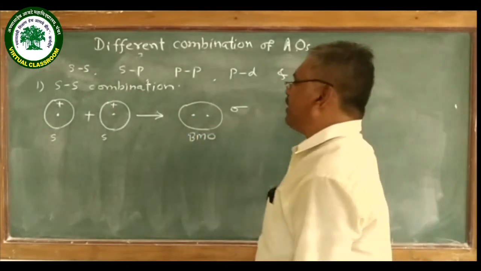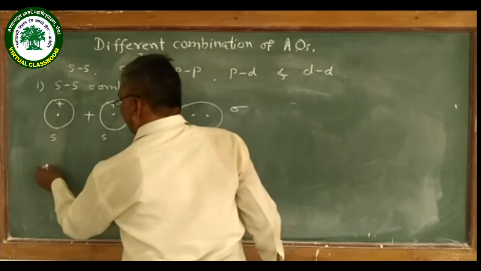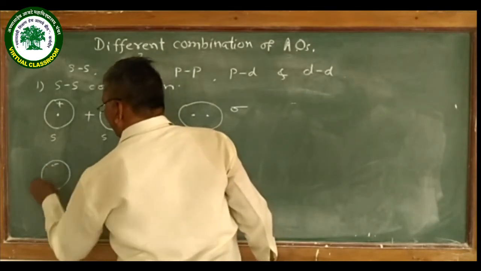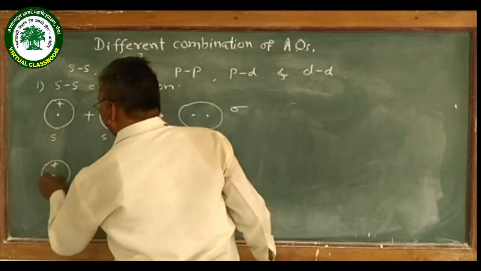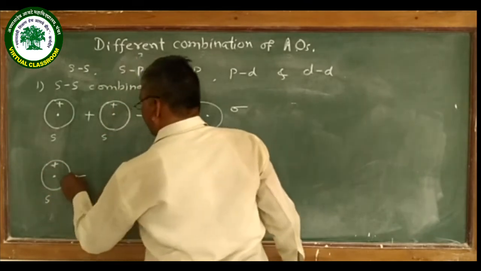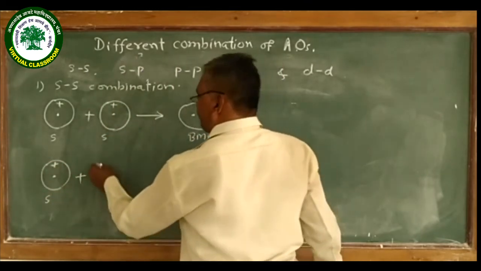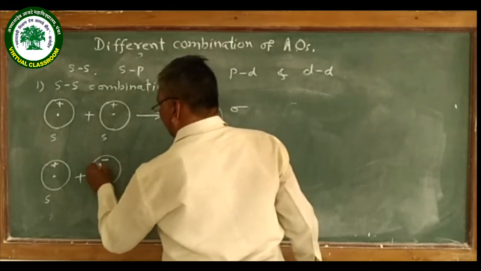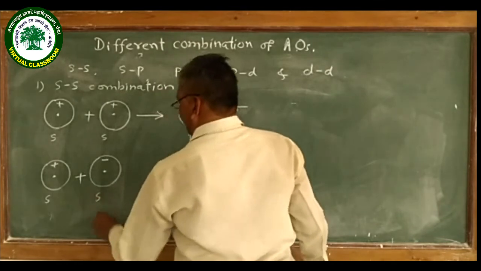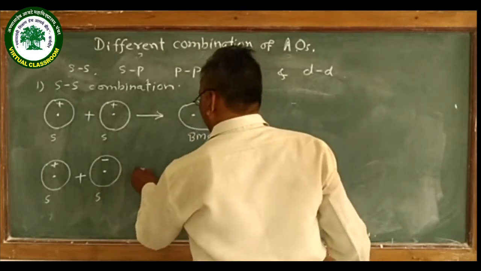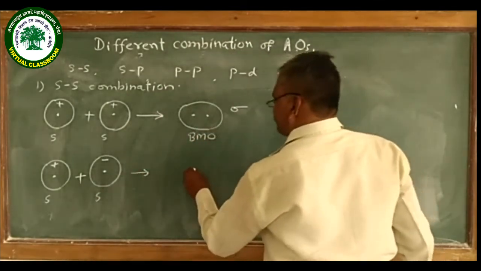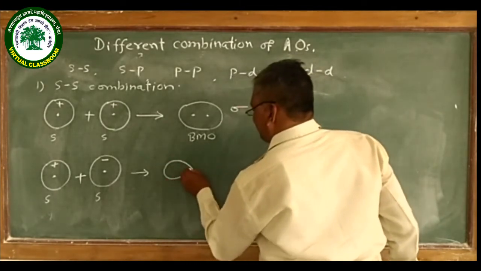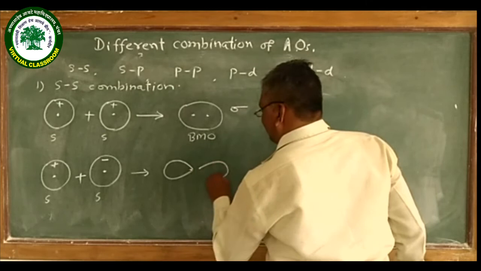If the overlapping atomic orbital have different sign, then their combination will lead to the formation of antibonding orbital. So this s orbital has positive wave function. If it overlaps with the s orbital having negative wave function, then its combination will lead to the formation of antibonding molecular orbital, and this antibonding molecular orbital can be shown like this.